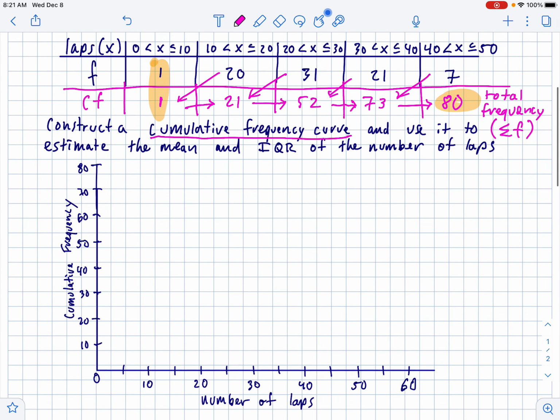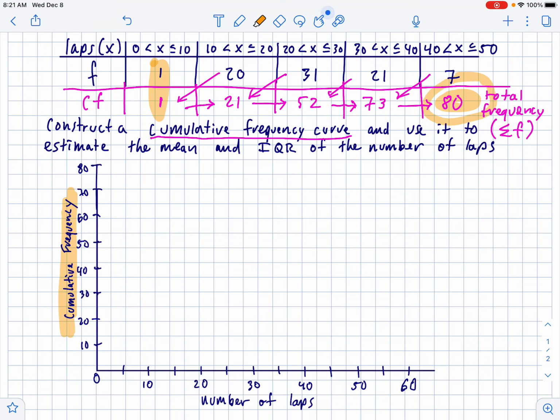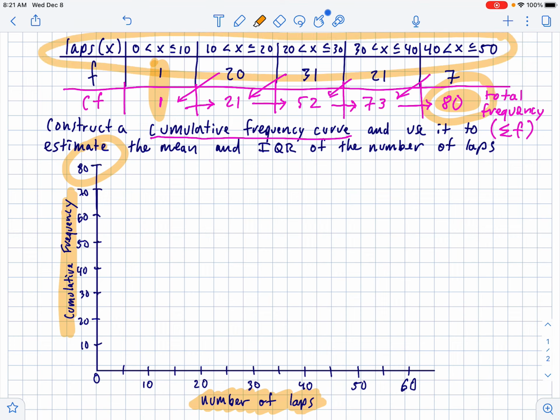Okay, we're going to take the cumulative frequency row in this case and then translate it onto this graph. Before I start putting points on this graph, notice that on the y-axis I have cumulative frequency. Because it went all the way up to 80, I had to make sure my y-axis goes all the way up to 80 as well. Then in terms of the x-axis, we're doing number of laps. This should be your actual raw data scores that come from up here: 0 to 10, 10 to 20, 20 to 30, 30 to 40, 40 to 50.